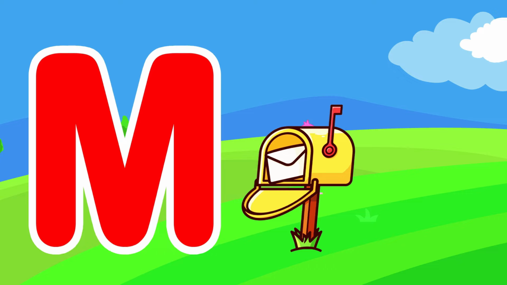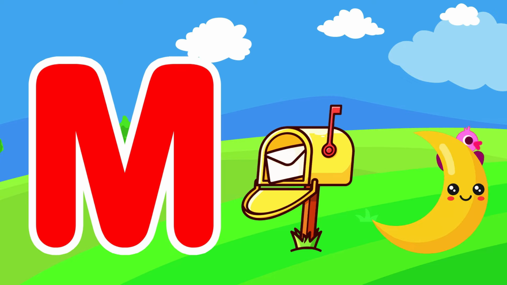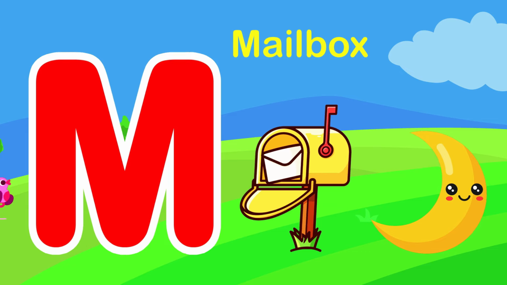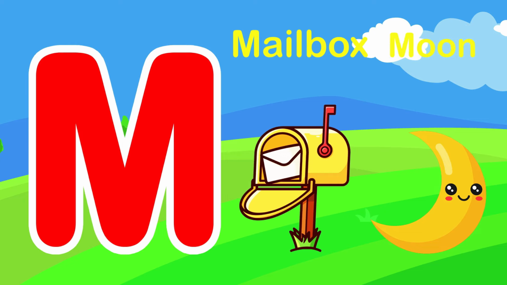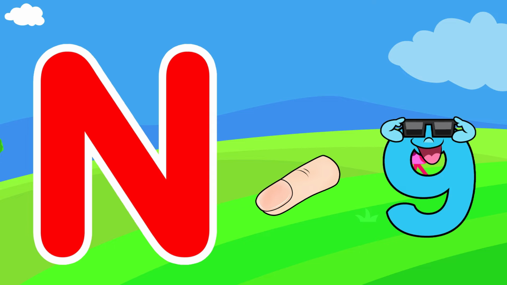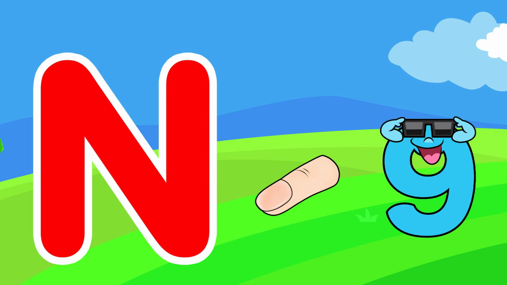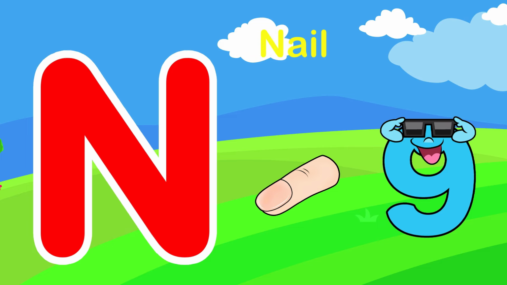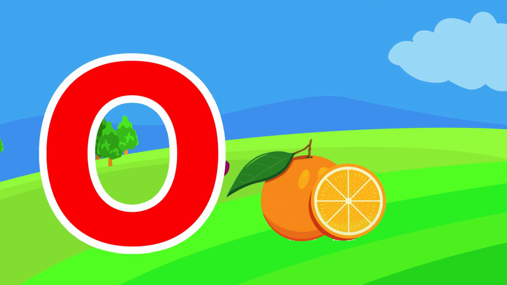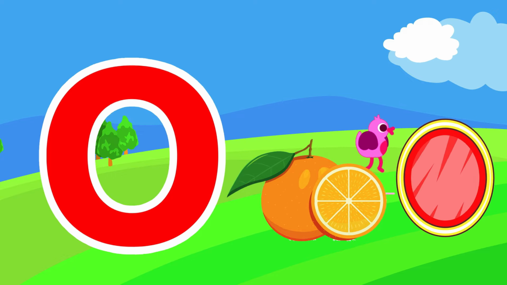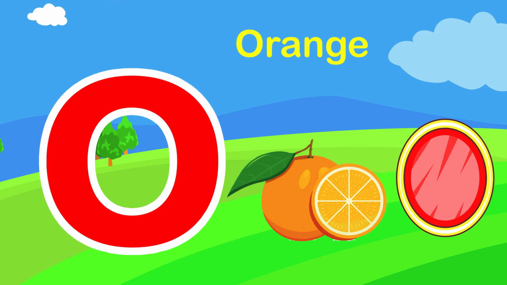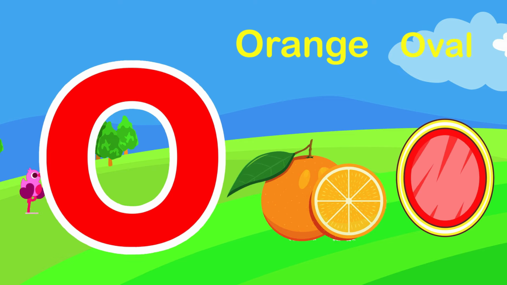M is for mailbox, mailbox. M is for moon, moon. M is for mailbox. M is for moon. N is for nail, nail. N is for nine, nine. N is for nail. N is for nine. O is for orange, orange. O is for oval, oval. O is for orange. O is for oval.